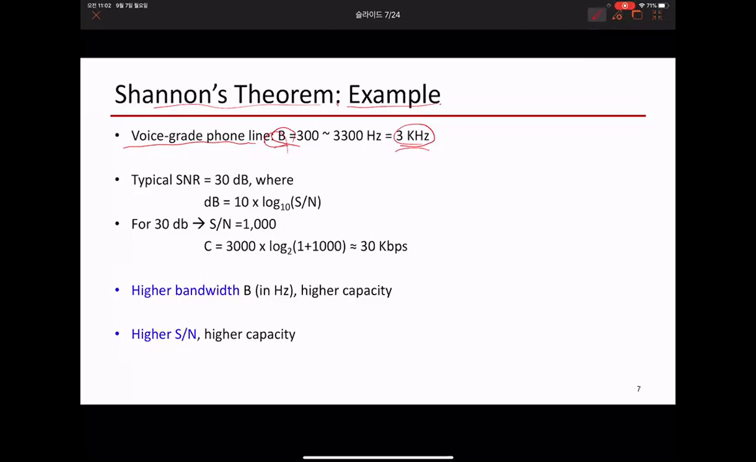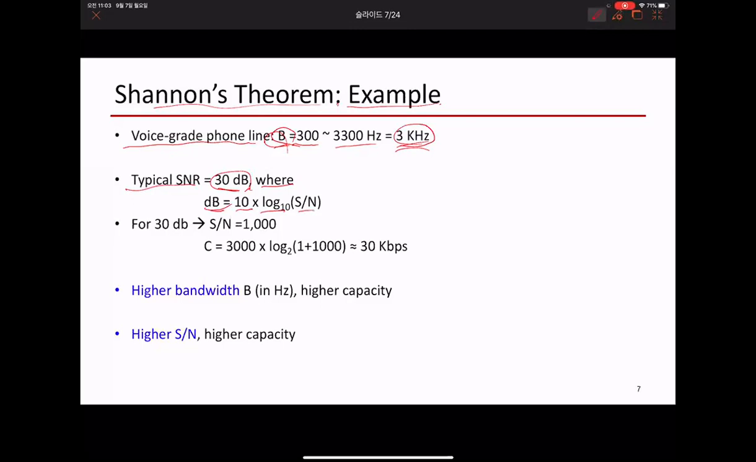The bandwidth B is 3 kilohertz, meaning I can hear from 300 hertz to 3.3 kilohertz. That is what your ear can decode. The typical SNR is 30 dB. We have the ability to convert from dB to actual power. Why do we use dB? To calculate in the log scale, which is more straightforward and easy to calculate. So dB is 10 times log base 10 of the SNR.